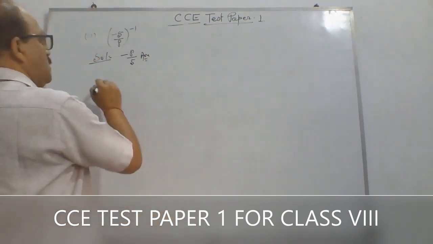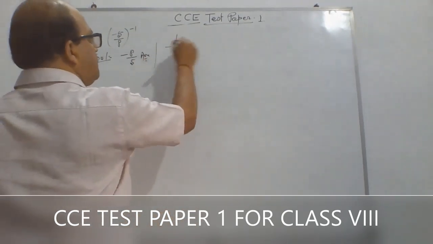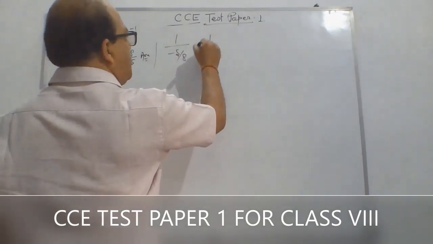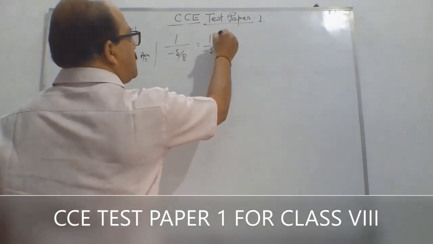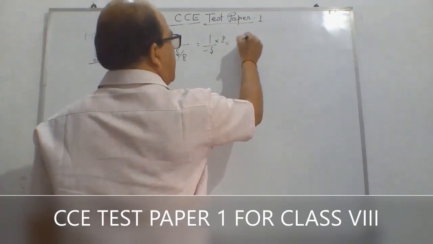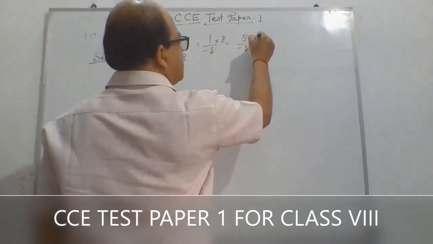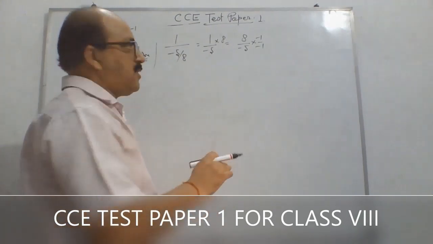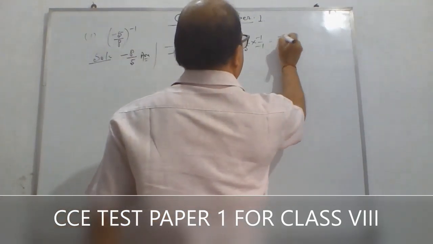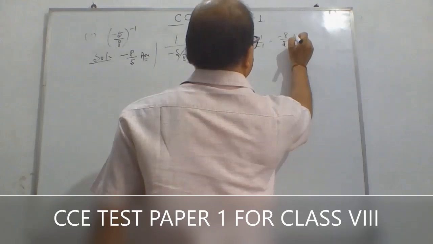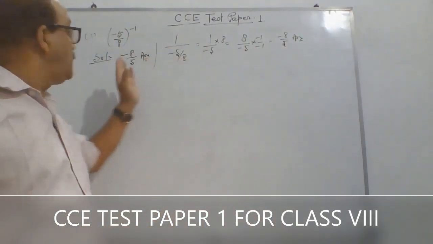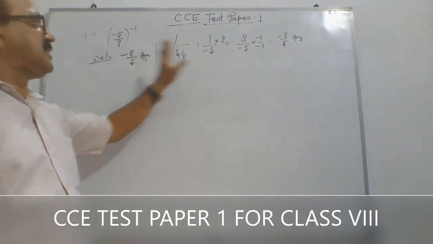How? 1 by minus 5 by 8, then 1 by minus 5 into 8 is equal to 8 by minus 5. In a rational number, the denominator is never in negative form. So minus 8 by 5. This is the simplification, and this is how the number has come. So this is the process.